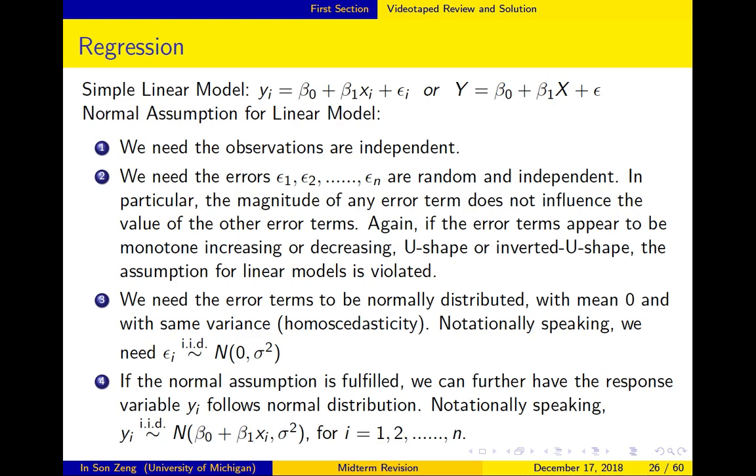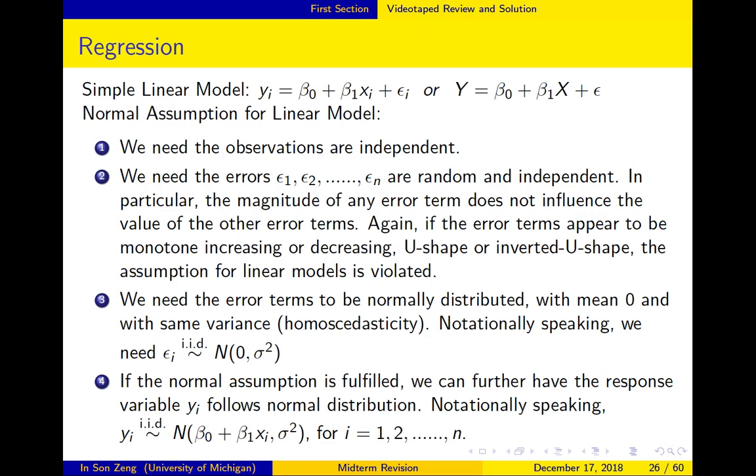We also need the error terms to be normally distributed with mean 0 and with the same variance, which we call homoscedasticity. Notationally speaking, we need the error terms epsilon i to be independent and identically distributed, which is the IID in short, normal distribution with mean 0 and constant variance sigma square, for all the observations, for all the error terms epsilon 1, epsilon 2 to epsilon n.